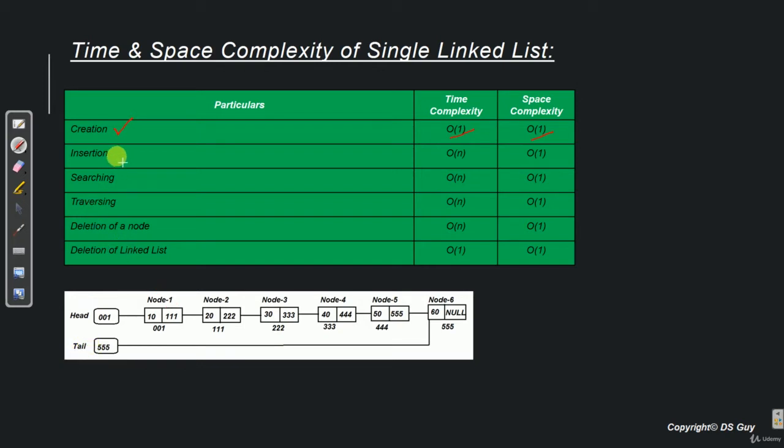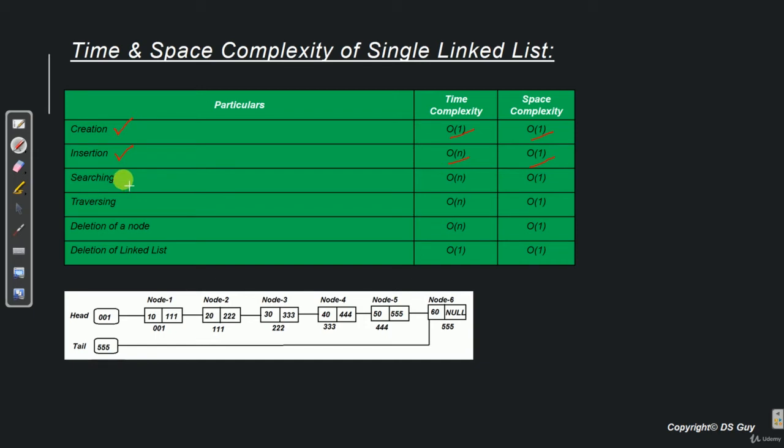Now the next operation was insertion of a node in linked list. So the time complexity will take order of n, and the reason is that in the worst case, let's say if we want to insert a new node over here, then we have to traverse starting from here, go all the way to right and reach node number 4. So that might take order of n time. Space complexity is order 1, and the reason is we have to create only one node over here.